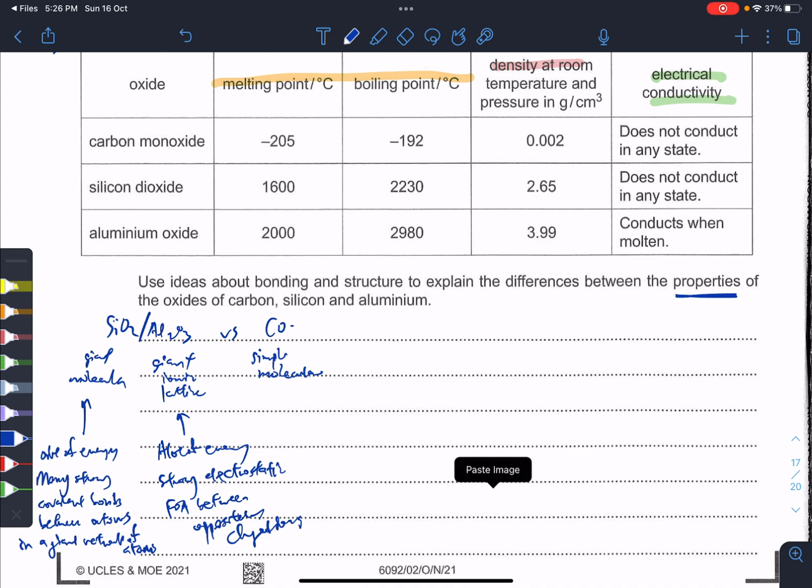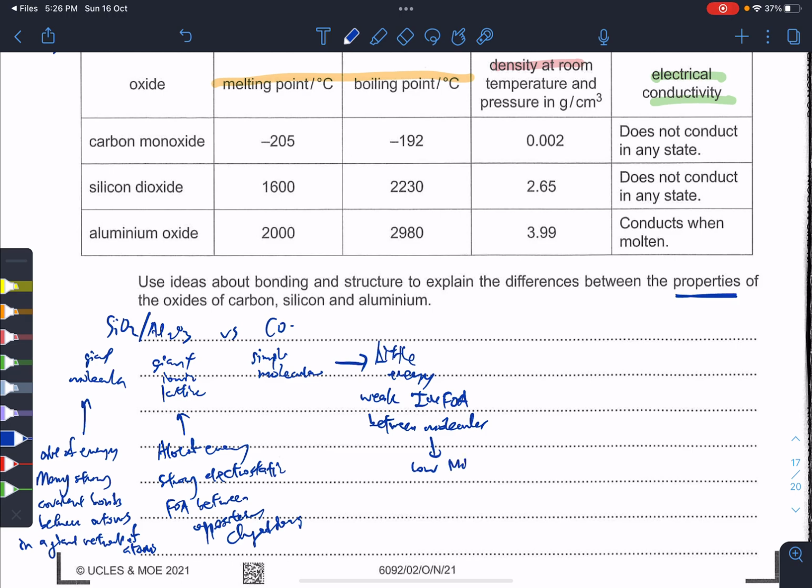Then you can build on it. This one needs little energy to overcome weak intermolecular forces of attraction between molecules. You see, I always must say between what? So this one has a low melting and boiling point, which means it's a gas. And why do gases have low density? Then you can link it to low density. These two basically end up with high melting and boiling point, which ends up with high density.